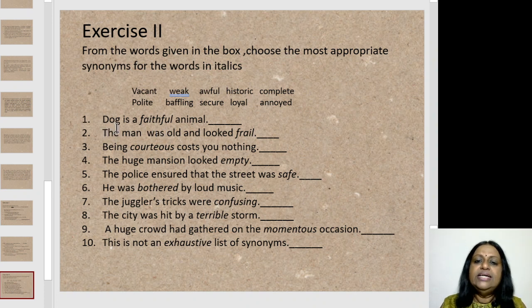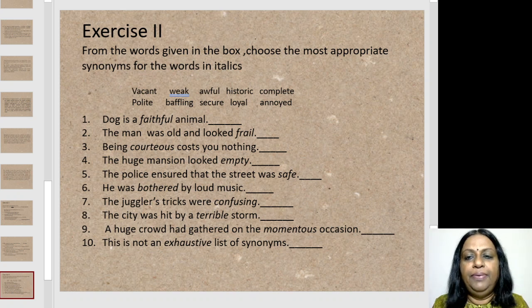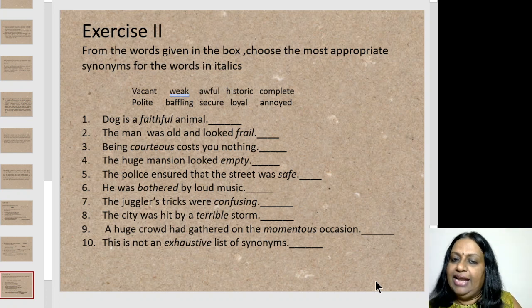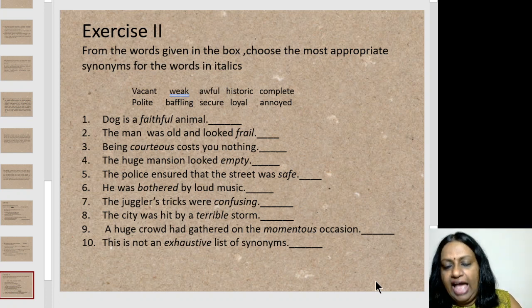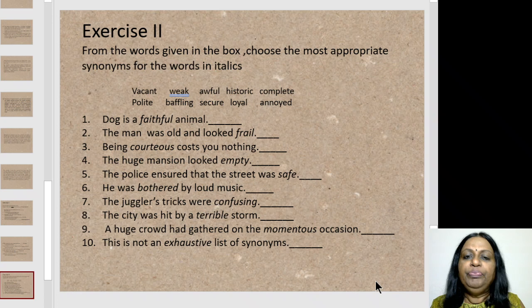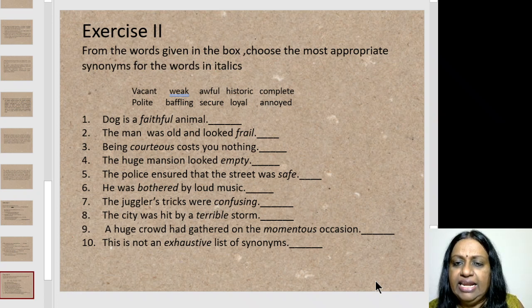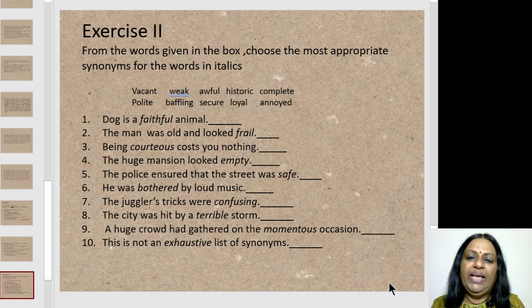The first one, the dog is a faithful animal. So from the list, we need to pick up a word which is a synonym for faithful. So which is the word that we will pick up? Loyal. Okay? The dog is a loyal animal. The dog is a faithful animal. Number 2, the man was old and looked frail. Frail. So we have to pick up a synonym for frail. So which is the word we'll pick up? We'll pick up weak.